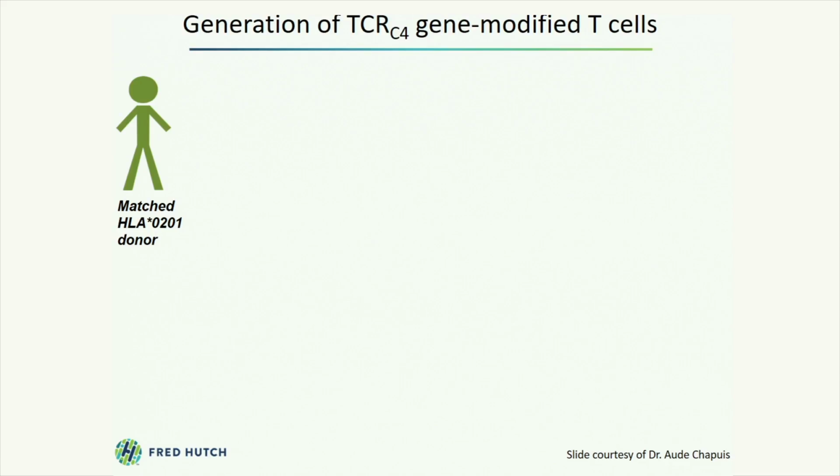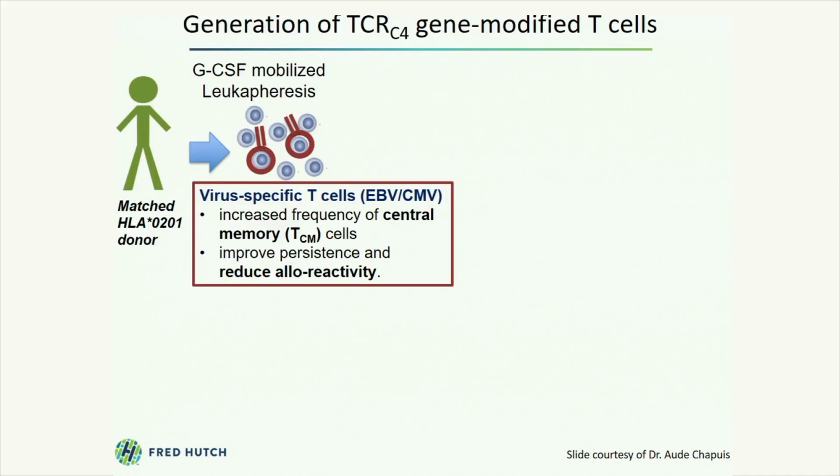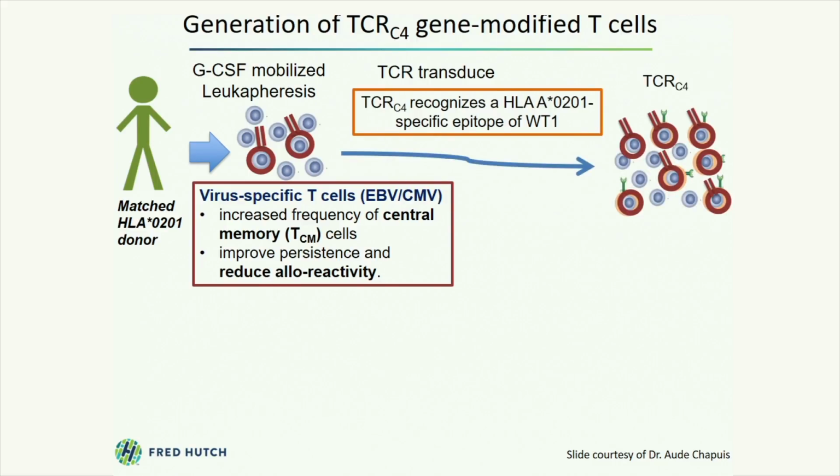So next, I want to talk about when you look at T-cell receptor generated gene-modified T cells. So here you have a matched HLA donor. You really want to select for virus-specific T cells because we've identified that these typically have increased frequency of central memory T cells, as well as improved persistence and reduced alloimmunity, or alloreactivity, which is good for your product.